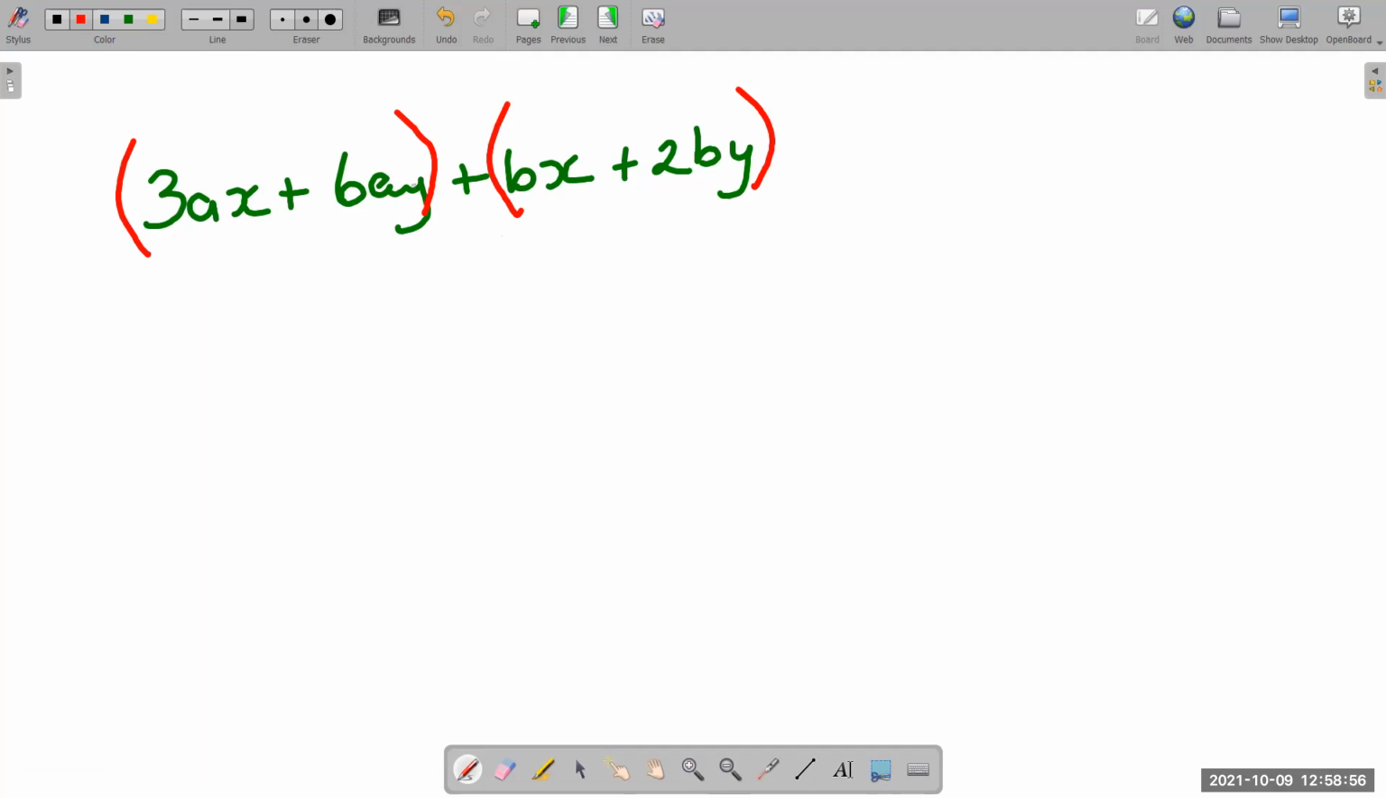3AX and 6AY. Let's look at the coefficients first, because remember, you have to pay attention to the signs, the coefficients, the variables, and the powers. So we got 3 and we got 6. What's common between 3 and 6? 3. I can pull out 3. All right. When I pull out 3, now I have to look at the variables. What is common between the variables? Okay, here's an A and here's an A, so that means I can pull out A.